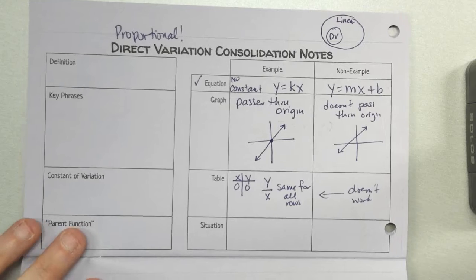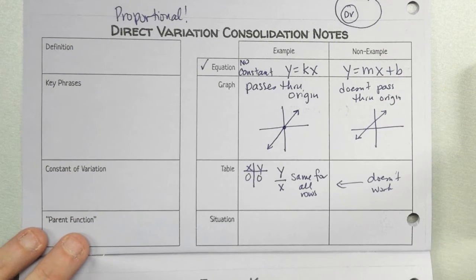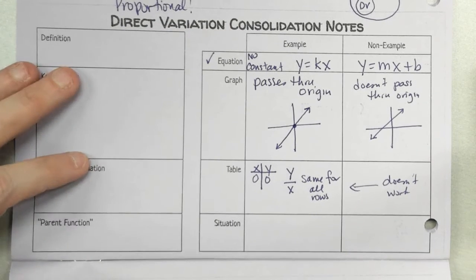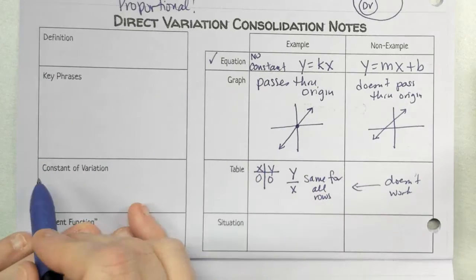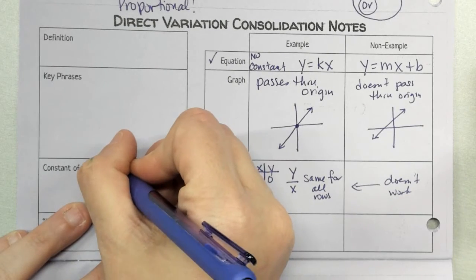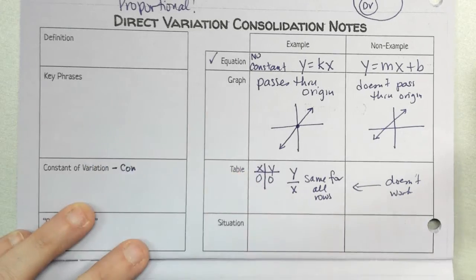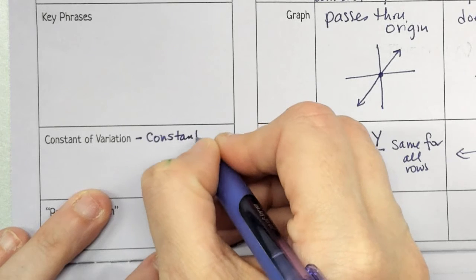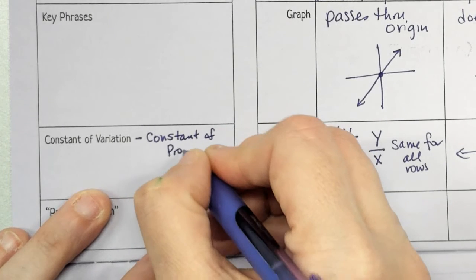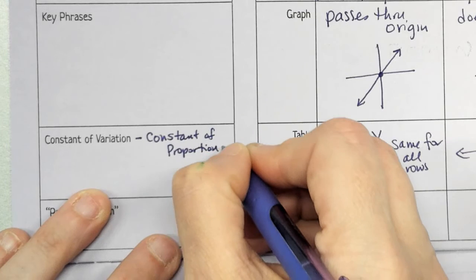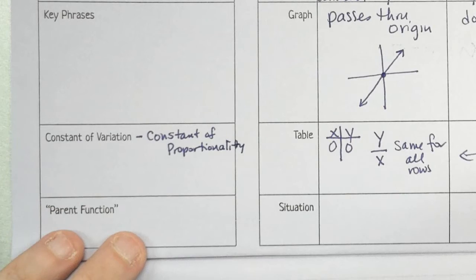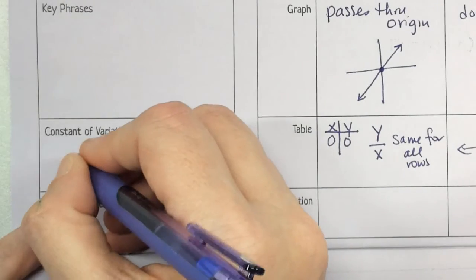So let's talk about a couple of things that we need for today. Yesterday we talked about how y over x is the same for all rows. Y over x is actually a value that we use in direct variation. It's the constant of variation. We also call it the constant of proportionality, which is what y'all called it last year. And the letter that we use to represent it is K.